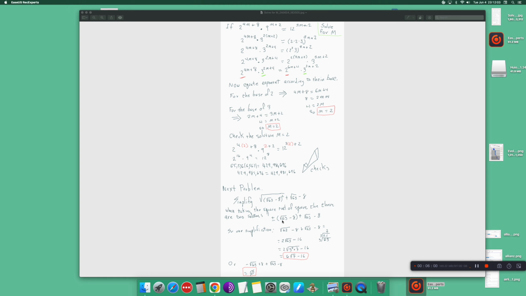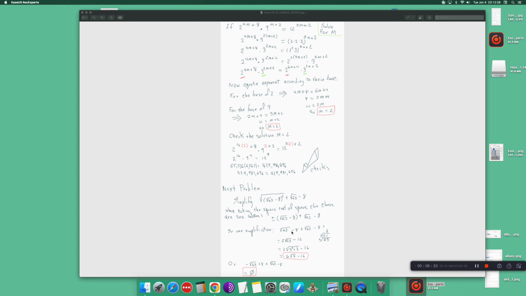Because the square root of 63, you know that the square root of 64 is 8, so the square root of 63 will be less than that. So if you look at the absolute value of it, you can think of it as reversing the order as 8 minus the square root of 63. So it's always going to be negative, but the absolute value of it would be positive.